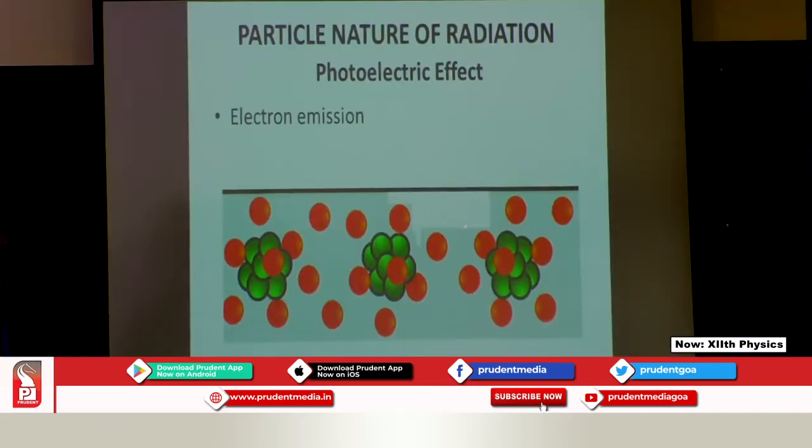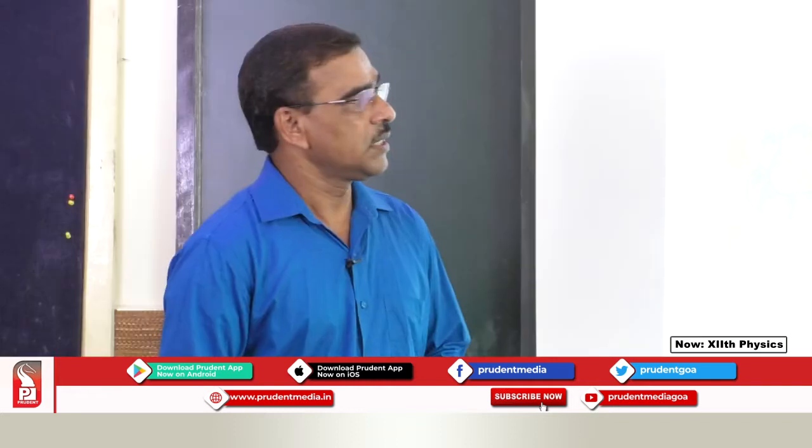What is electron emission? You can see over there in the diagram these are different atoms along with the electrons around them, and this is the surface of the metal. The meaning of electron emission is that when a certain amount of energy is given to these electrons, the electrons will come out on the surface. So, electrons get emitted out of the surface.